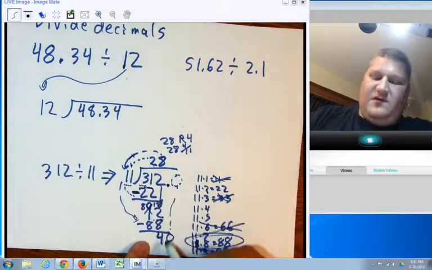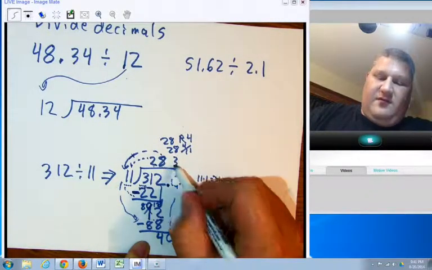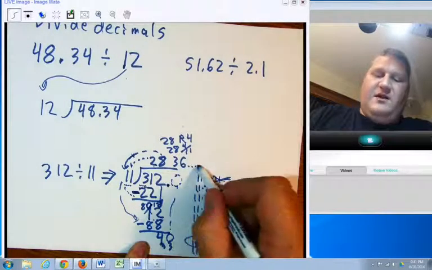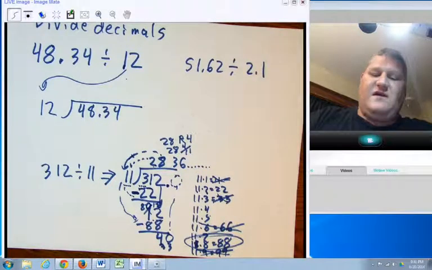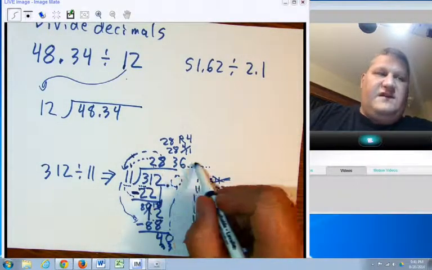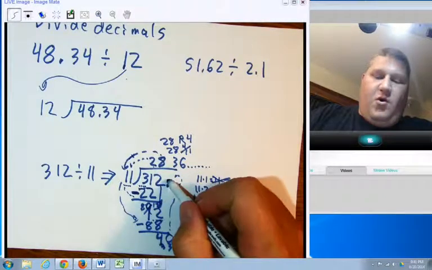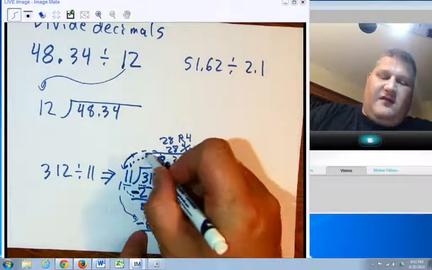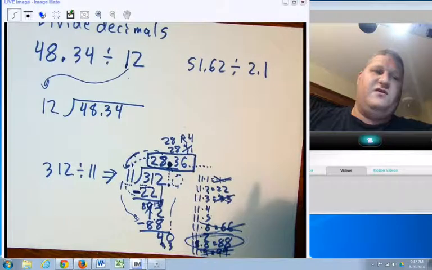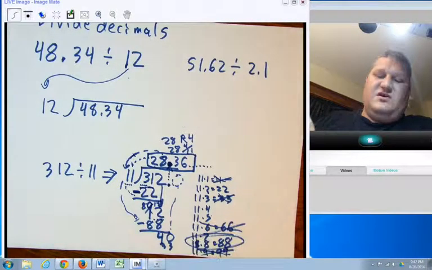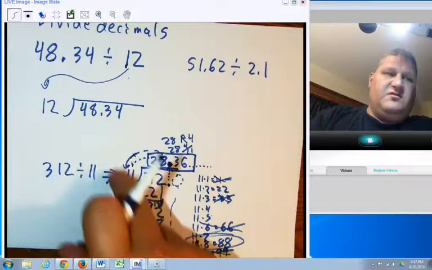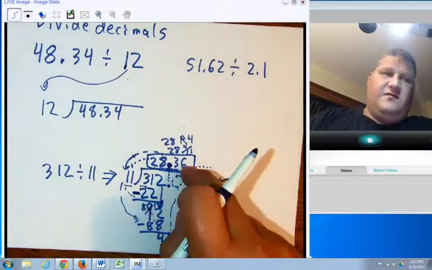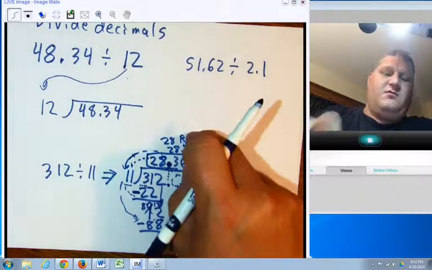0, well, 11 goes into 40 3 times. 33, then 7, so 6 times. I can keep going and going and going. Now the problem with this method is I can keep going. Where do I put the decimal? It always goes right above where it is. My answer here is 28.36 if I use a decimal. So that's long division using a decimal when there's no decimal in the problem, because 11 doesn't go into 312 evenly. You're going to have a decimal, a fraction, or a remainder.